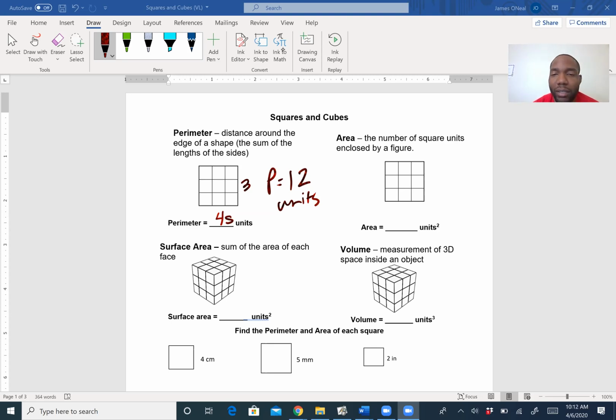Y'all can't hear? Okay, so if this is a side, everybody, no one said anything, so hopefully y'all can hear me. If this is a side and this is the side, then side times side is equal to side squared. So area would be equal to the side squared. That's how I find the area.